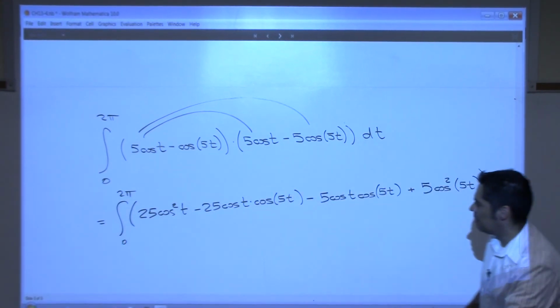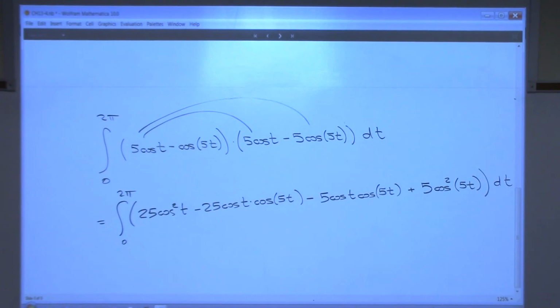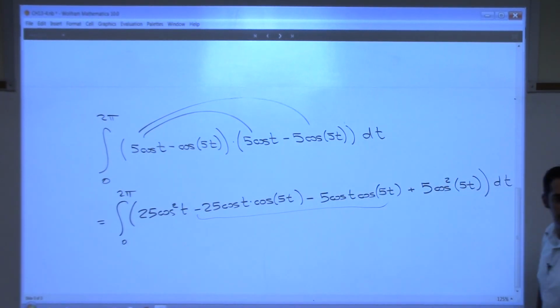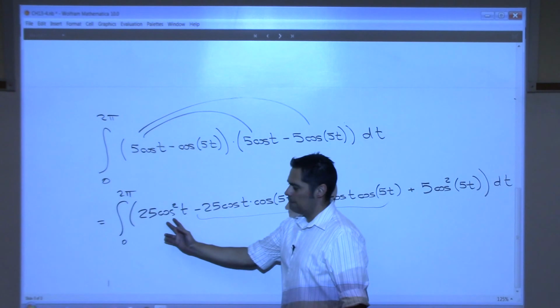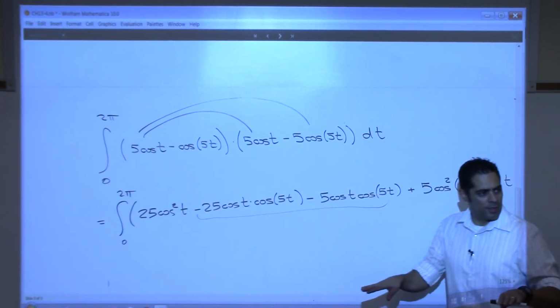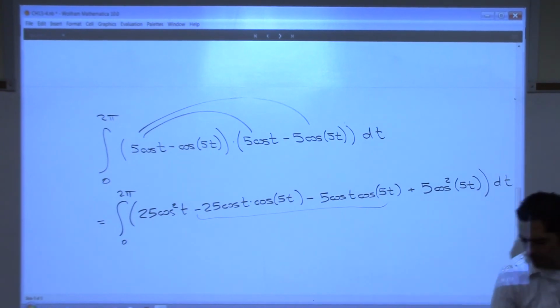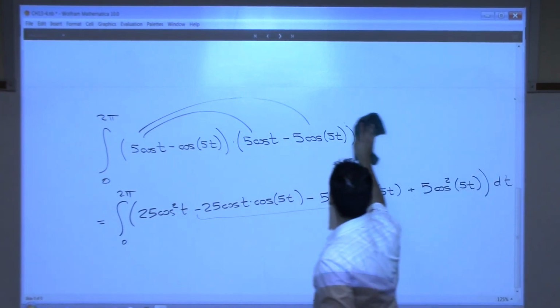Anything good happen here? Yeah, these two can go together. That's minus 30, right? Can you integrate cosine squared t? You can use the power reducing on that. You could do that on this one also. What about the middle one, though? Curious to know what you're going to do with that.